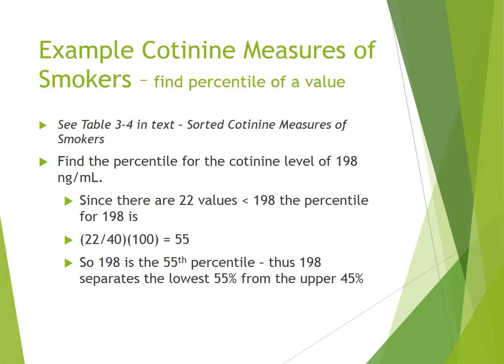We count that there are 22 values in that table that are less than 198. So the formula says take 22, the number of values less than that value, divided by the total number of values, there were 40 values in that data set, times 100, and we get 55. So 198 is the 55th percentile. Thus, the value of 198 separates the lower 55% from the upper 45%.